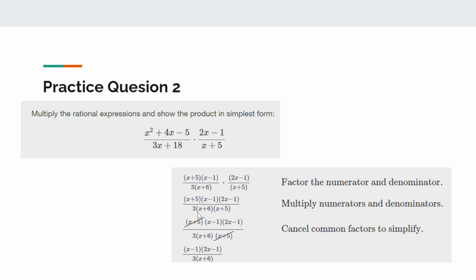So once you cancel out the x plus 5, it leaves you with just x minus 1 times 2x minus 1 over 3 times the whole thing x plus 6, and that will be your answer.